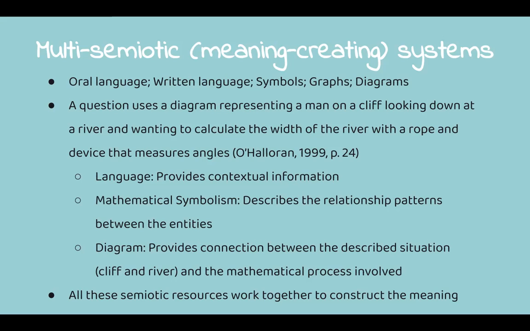When solving this question, the written language, the mathematical symbols, the visual representation, and the oral language used in the classroom will all work together to construct the meaning. In this circumstance, students need to be able to realize the meanings expressed by the interaction of these multiple semiotic systems. So mathematics learning is not only about manipulating the symbols, but also about the understanding of how different semiotic systems interact to make meaning.